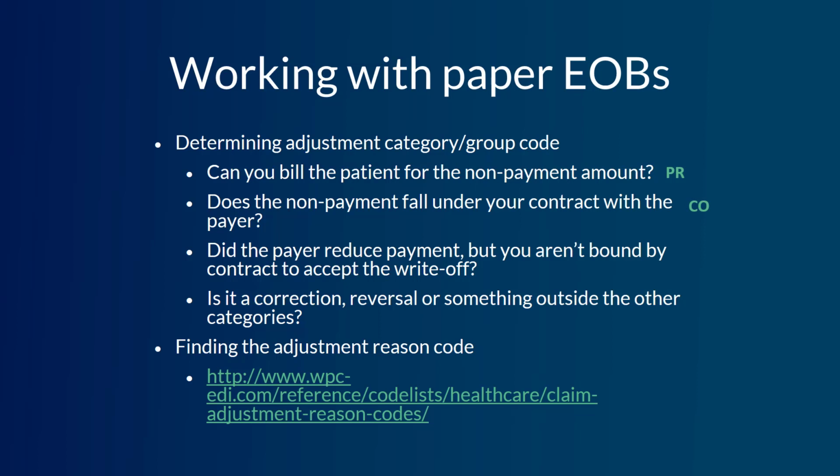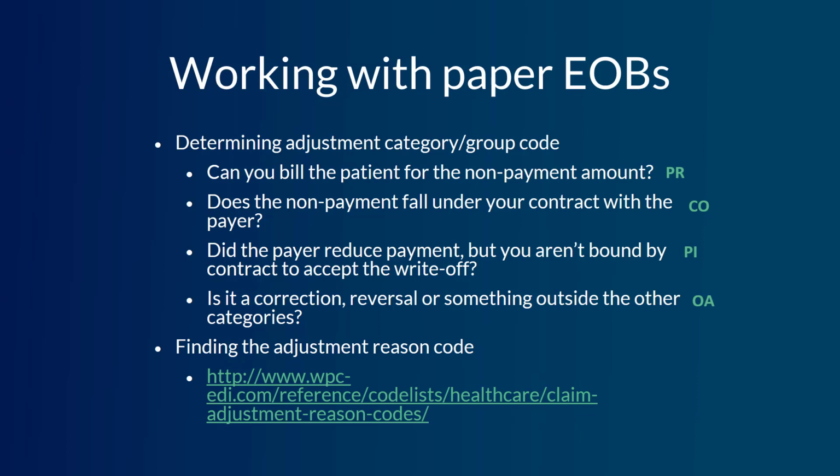If that's not it, did the payer reduce the payment, but you aren't bound by contract to accept the write-off? Now this one is not as common, but if you get one of these, that is probably PI for payer-initiated reduction. And basically, this is something where they are encouraging you to take the write-off, but they don't have a contractual relationship that would allow them to enforce that. If it's not any of the above, it's probably going to be this last one, which is, is it a correction, reversal, or just something outside the other categories? If that's the case, it's probably OA for other adjustment.